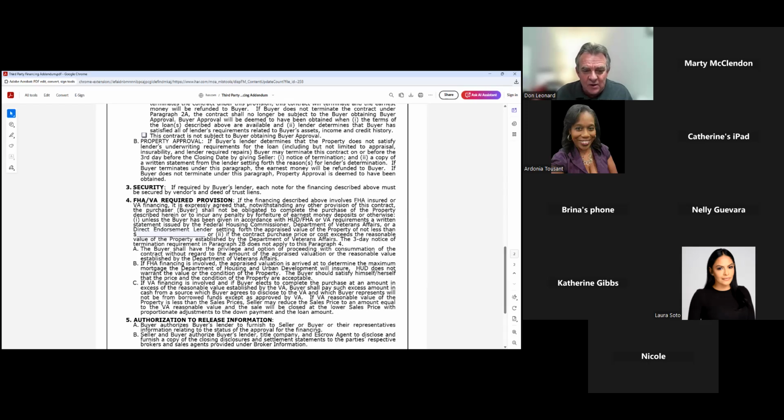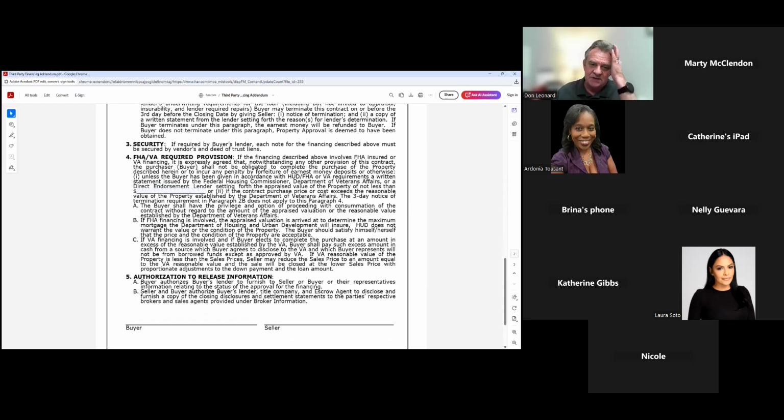Paragraph 4 is language that is required by the federal government. If we're using an FHA or a VA loan, it is required that there be language that says this transaction, this buyer, must be protected, where it says that if the property does not appraise for a certain amount of money, the buyer is not obligated to continue the transaction, that they are not obligated to purchase that property. So just look at the actual language.